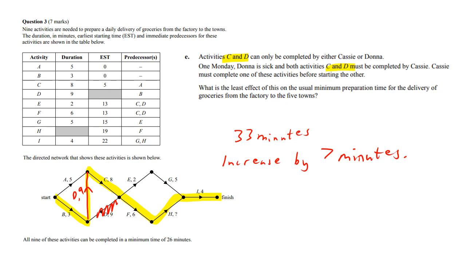And you might want to mention there's a new critical path because you're comparing it to the 26 minutes. So it was insufficient to simply write an answer of 7 minutes or 33 minutes. You need to reference an increase or new critical path to get your full mark. But that's a very, again, clumsily worded question.